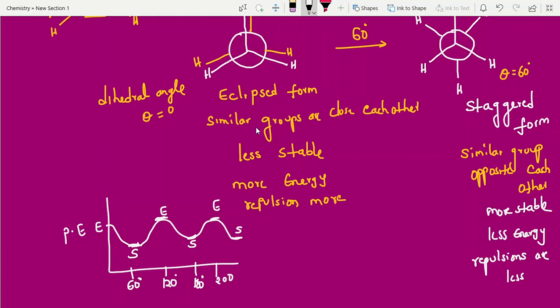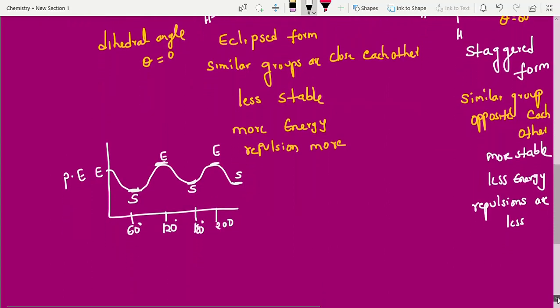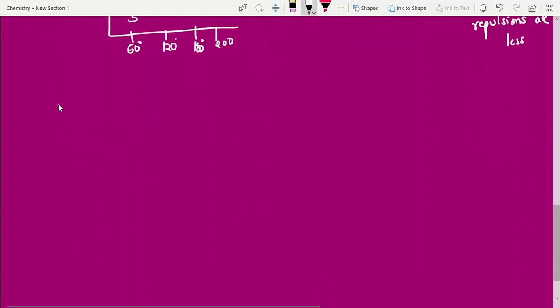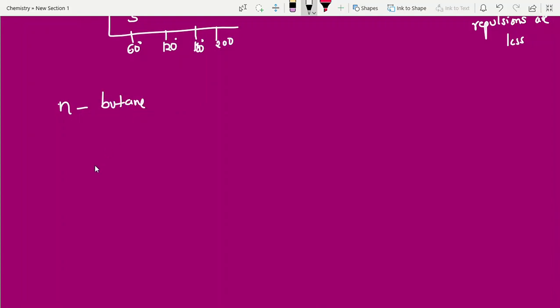Now next one, n-butane. We'll draw the structures. What is this n-butane structure, students? CH3, CH2, CH2, CH3. Now rotation between C2, C3 carbons. This is carbon 1, this is carbon 2, this is carbon 3, 4. Between 2 and 3 rotation I am observing.